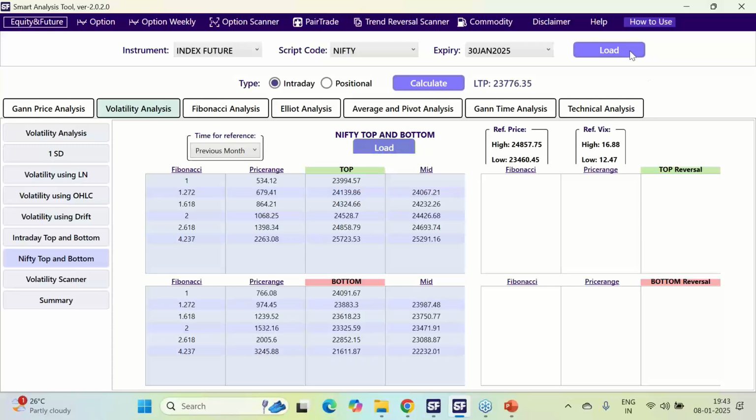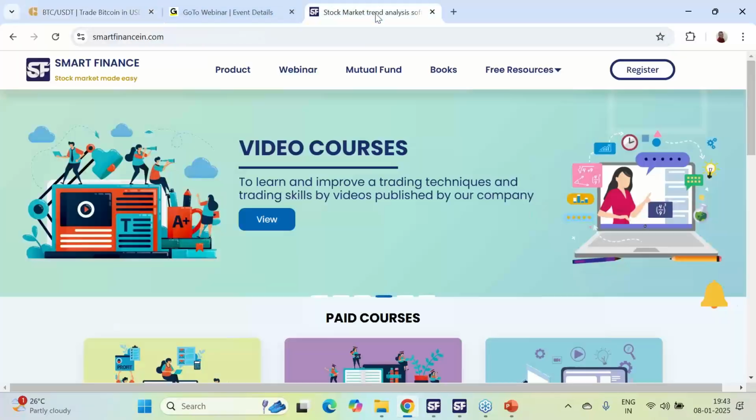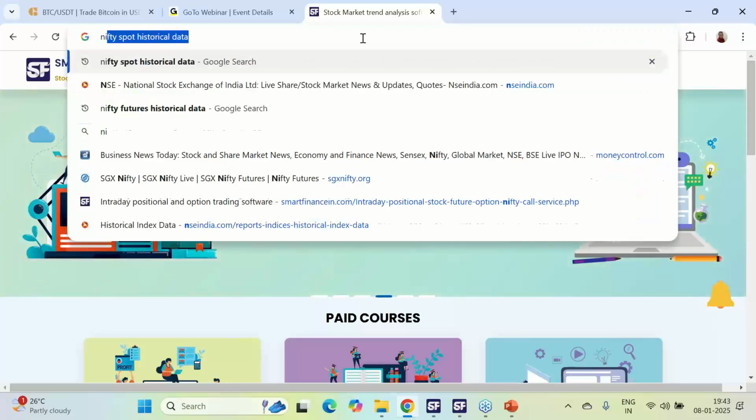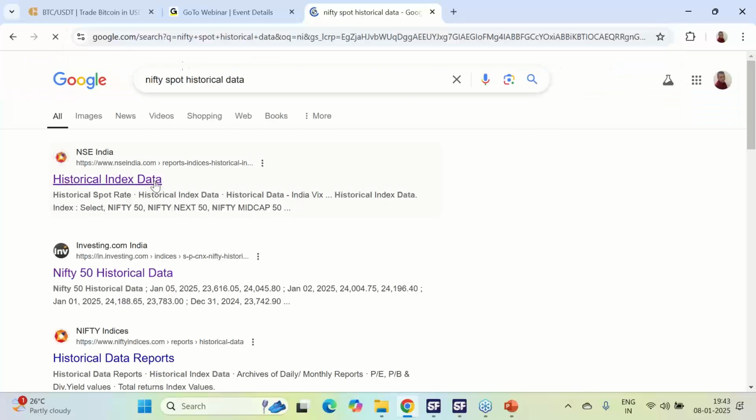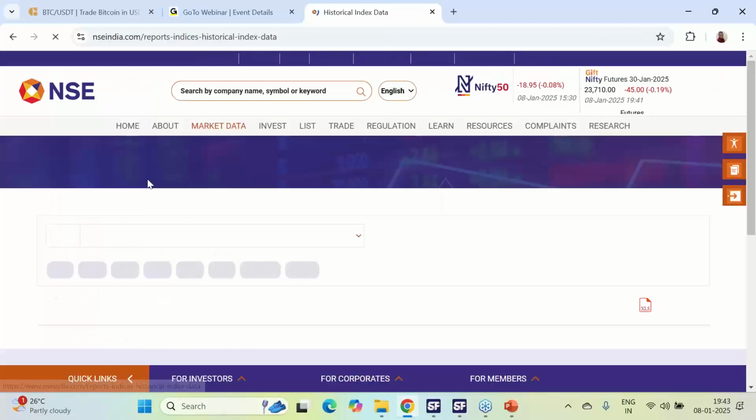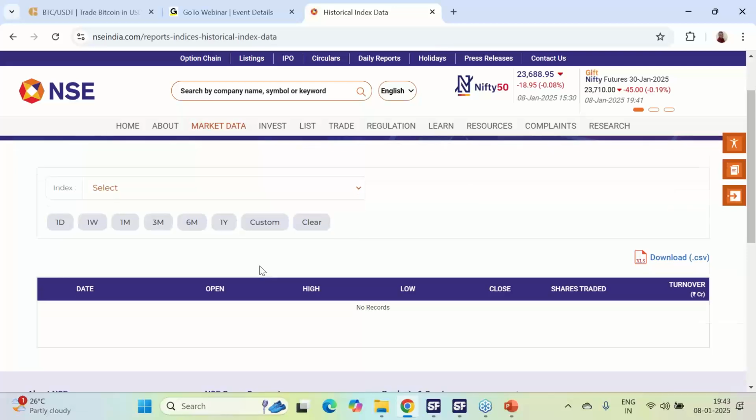So how to calculate this? Previous month, this was the high, this was the low, this is the highest VIX, this is the lowest VIX, Nifty spot data. So these are the tops that will come, these are the bottoms that will come. So what has the Nifty spot given this time? Just now we have seen the Nifty spot historic data. So what is the top and what is the bottom?